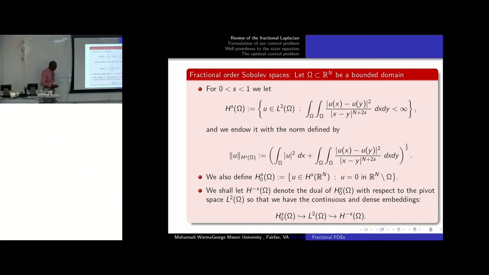The most important space, again, is Hs0, where u is in Hs of Rn and u is 0 outside omega. We also denote the dual of Hs0 by H minus s, such that we have the Gelfand triplet, which means that Hs0 is embedded in L2, and L2 is embedded in H minus s, and both embeddings are continuous and dense. Those are the spaces we have, and the fractional Laplacian that we discussed yesterday.